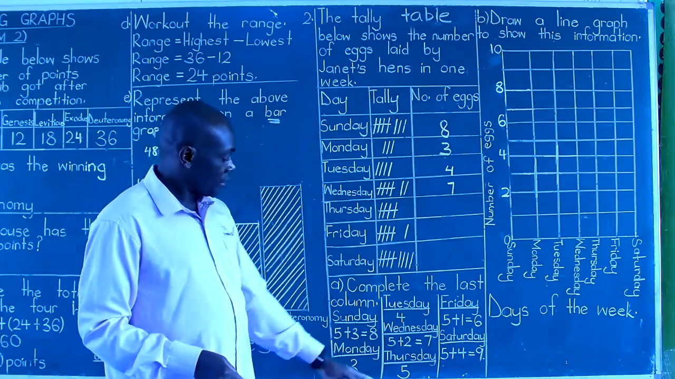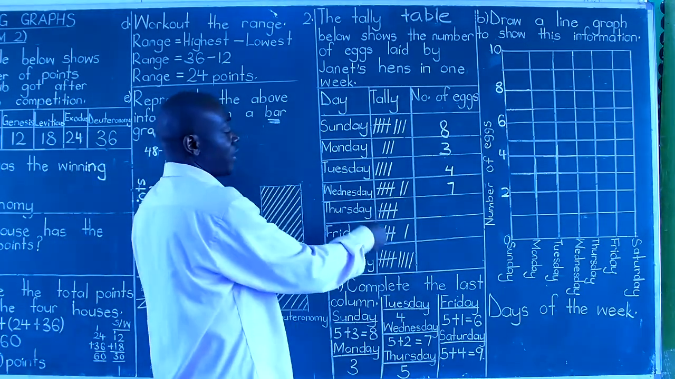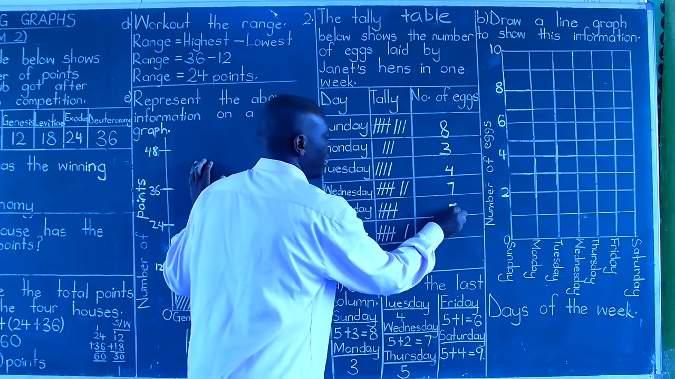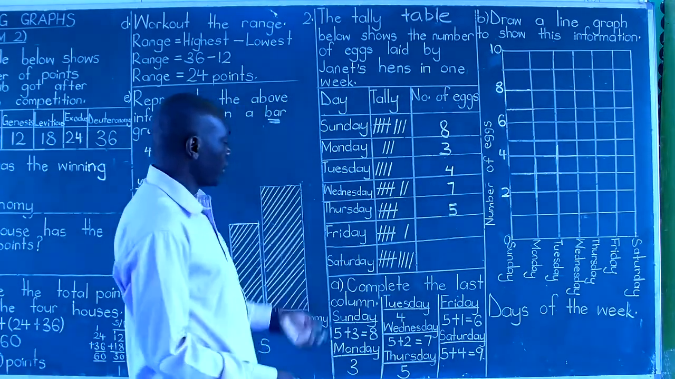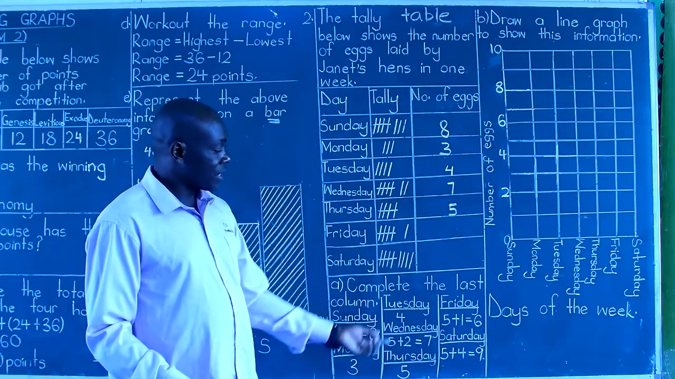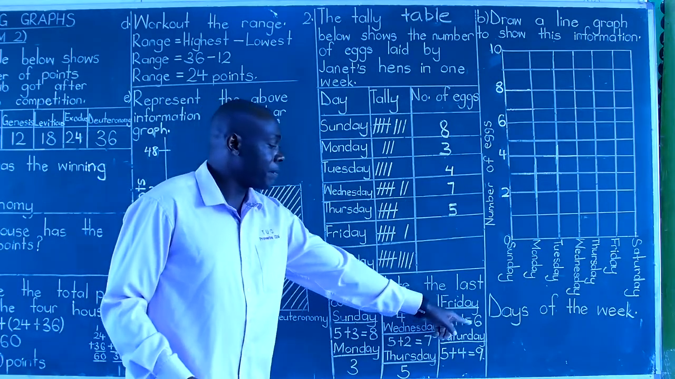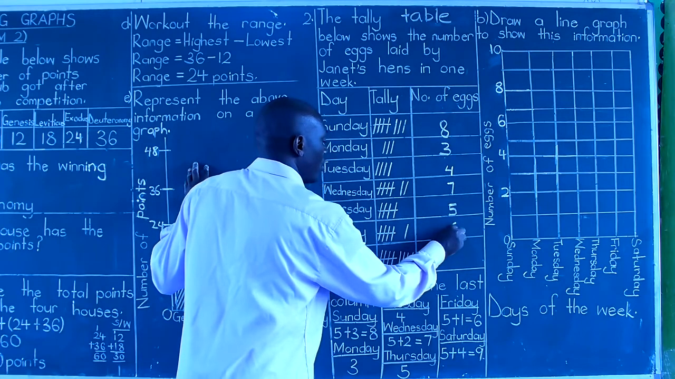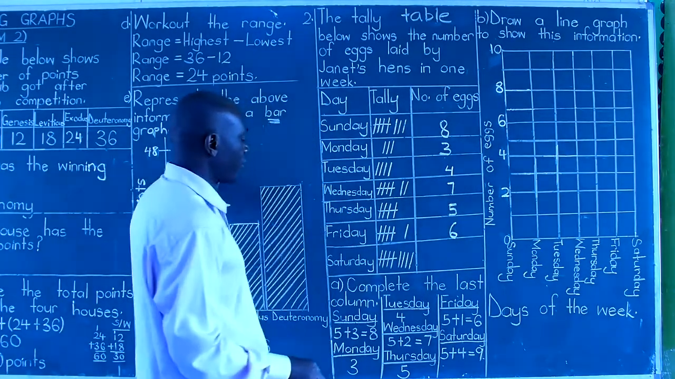Then you go to Thursday, we've got 5, so write that 5. Say whatever is tied makes a 5, you write a 5 like that. And then Friday we've got a tied one and a single, that is a 5 plus 1. Show the working. Friday 5 plus 1 you get 6, so 6 eggs were laid on that day, Friday.